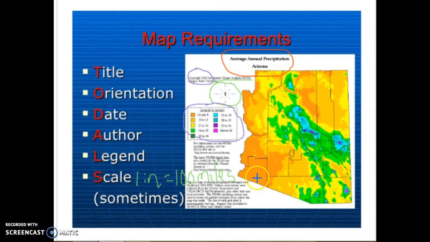At other times, a scale might look like this, where you'd have a line drawn across, and it would say that here is 0 miles, this is 50 miles, and this over here is 100 miles. That is our TODALS. T for title, O for orientation, D for date, A for author, L for legend, and S for scale. These are the 6 essential elements of a map.